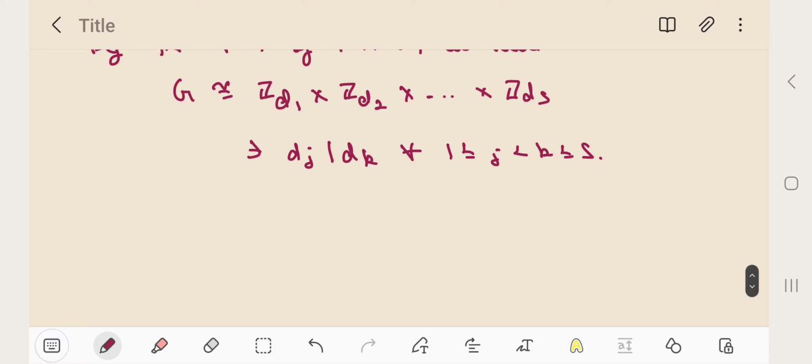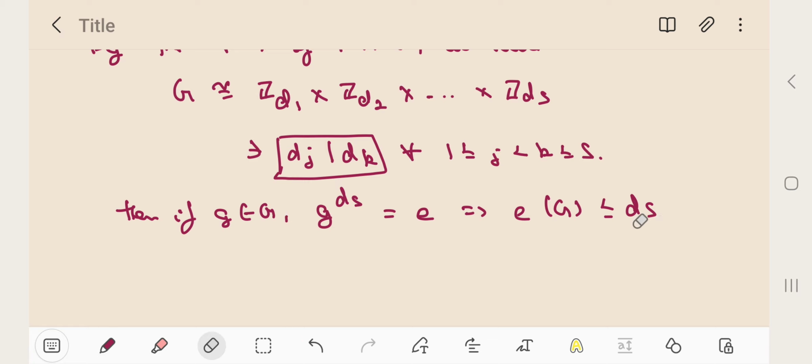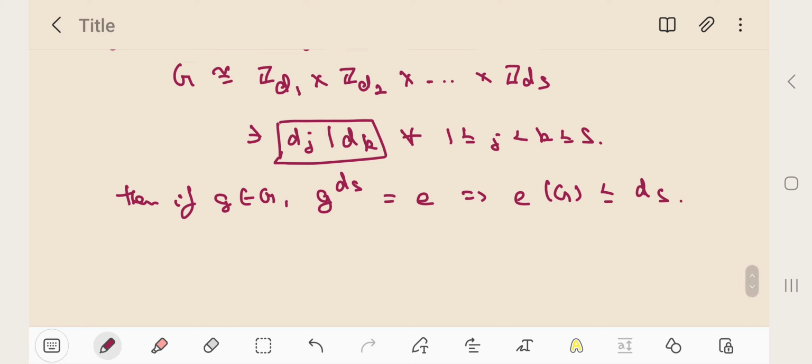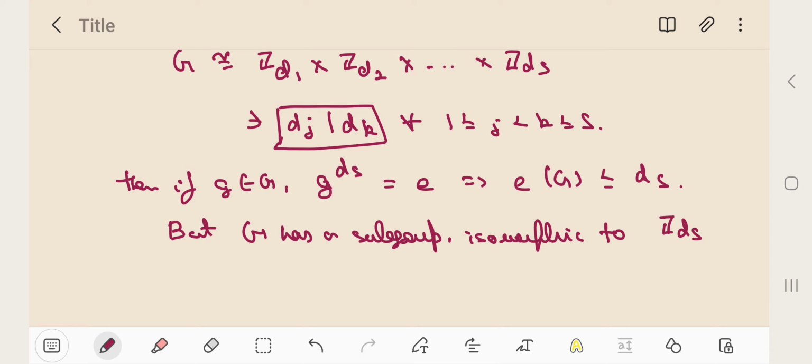Now, provided we have this, if small g is in capital G, then g to the power d_s is equal to e. This follows from here, and this implies that the exponent of G is less than or equal to d_s. But G has a subgroup isomorphic to Z_ds.